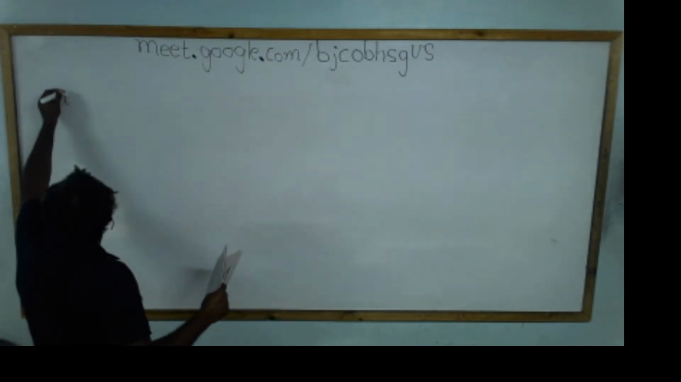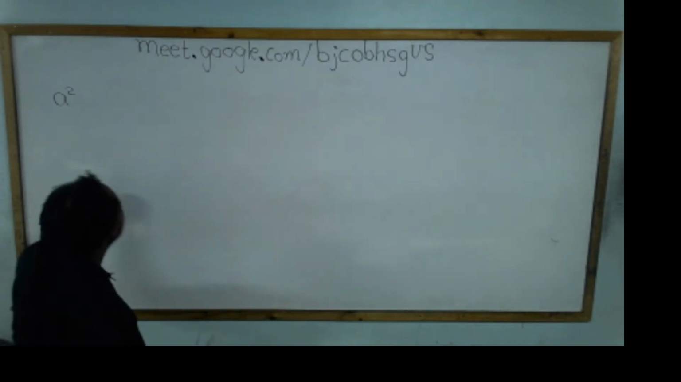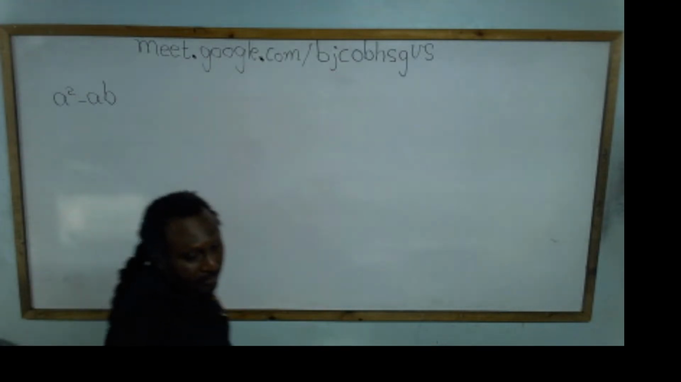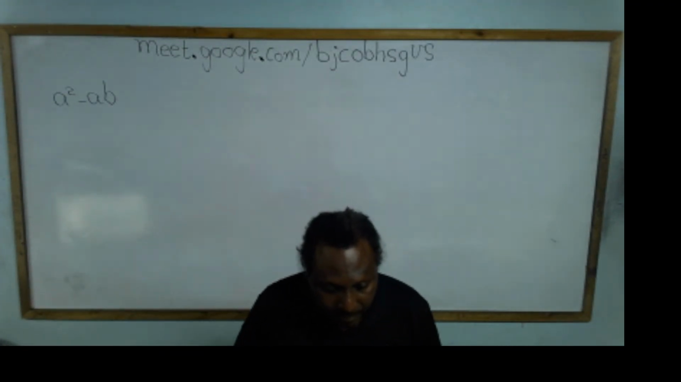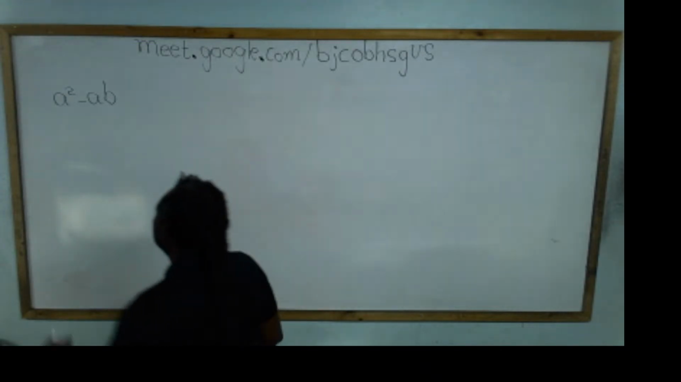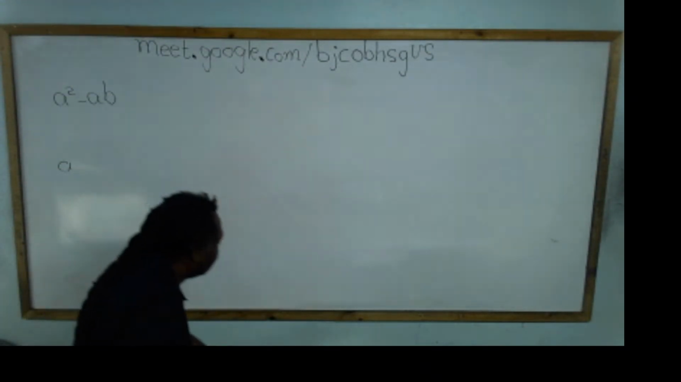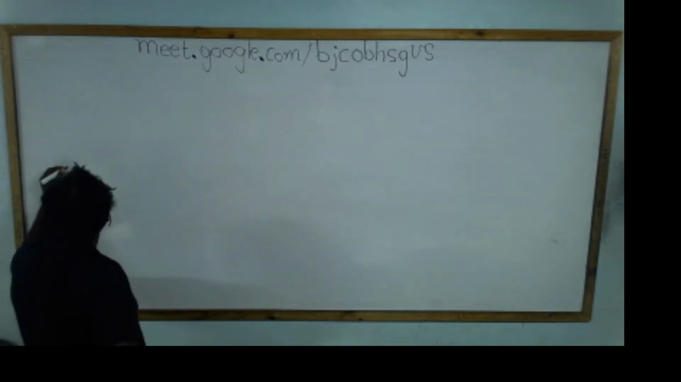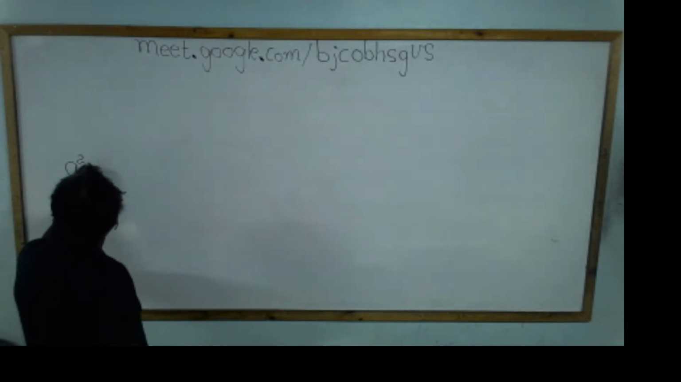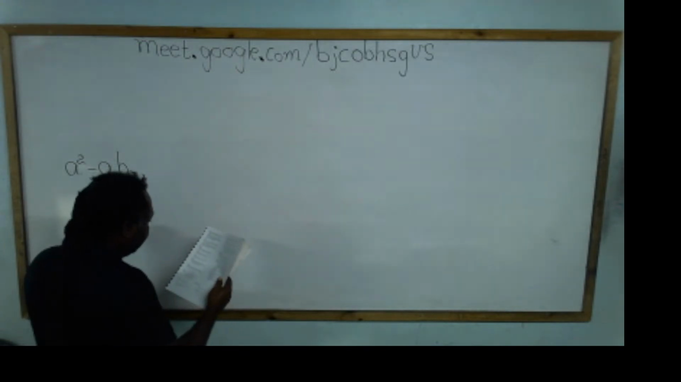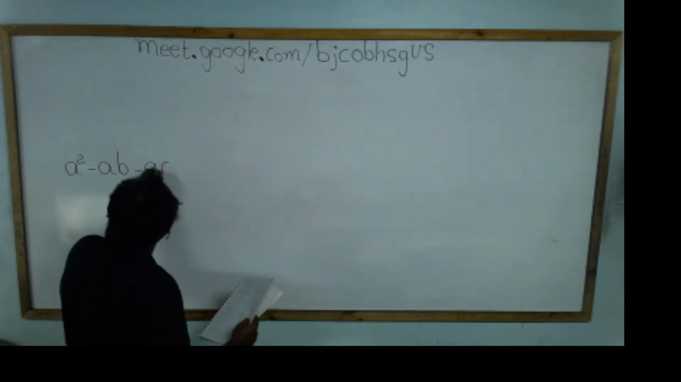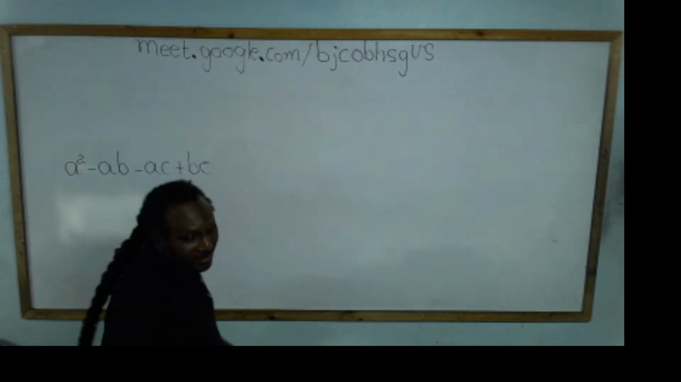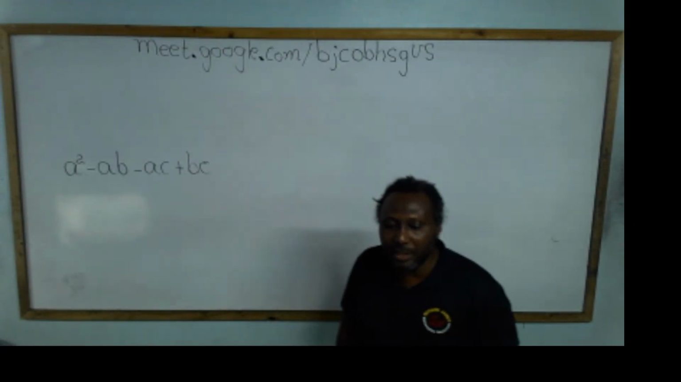So we have a squared minus ab minus ad minus ac plus bc. So, yes, I'm going to be probably solving about 3 or so.